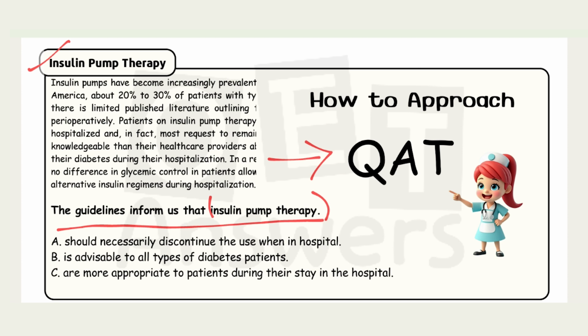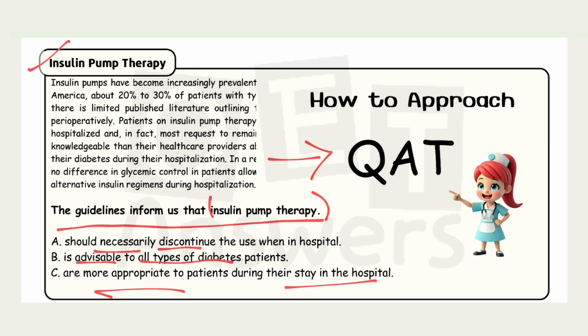Option A says should necessarily discontinue the use when in hospital. Wherever you think these are important keywords, you can take them as question keywords. Coming to option B, it is advisable for all types of diabetes patients. Coming to the third option, more appropriate to patients during their stay in the hospital. Okay, so this is the QA, and finally the text. After understanding the question and getting an idea about the answer options, finally you can go to the answer paragraph.